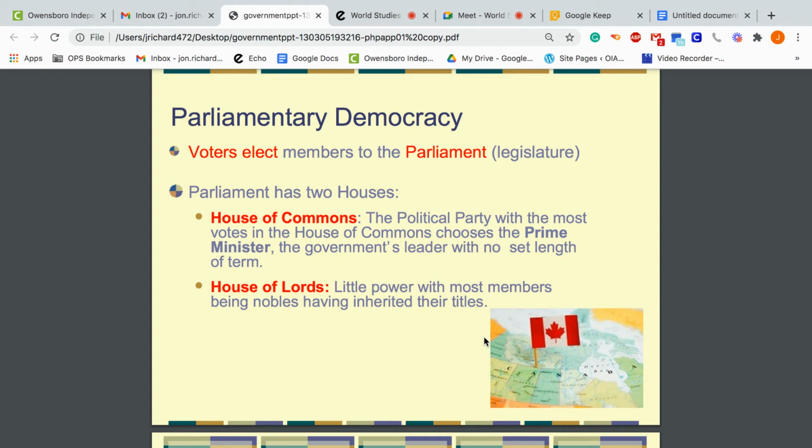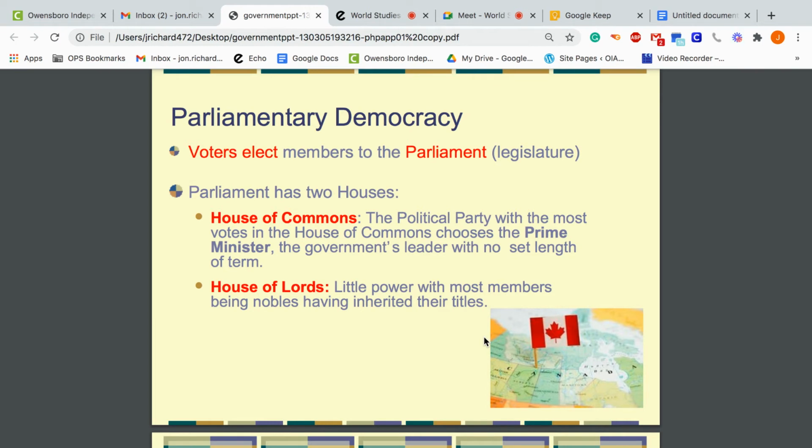The first is the House of Commons. And what I want you to write on that line, just to be easy, the House of Commons are elected officials or elected representatives. And those elected officials or elected representatives choose their prime minister. Okay? That's a difference between parliamentary democracy and representative democracy.